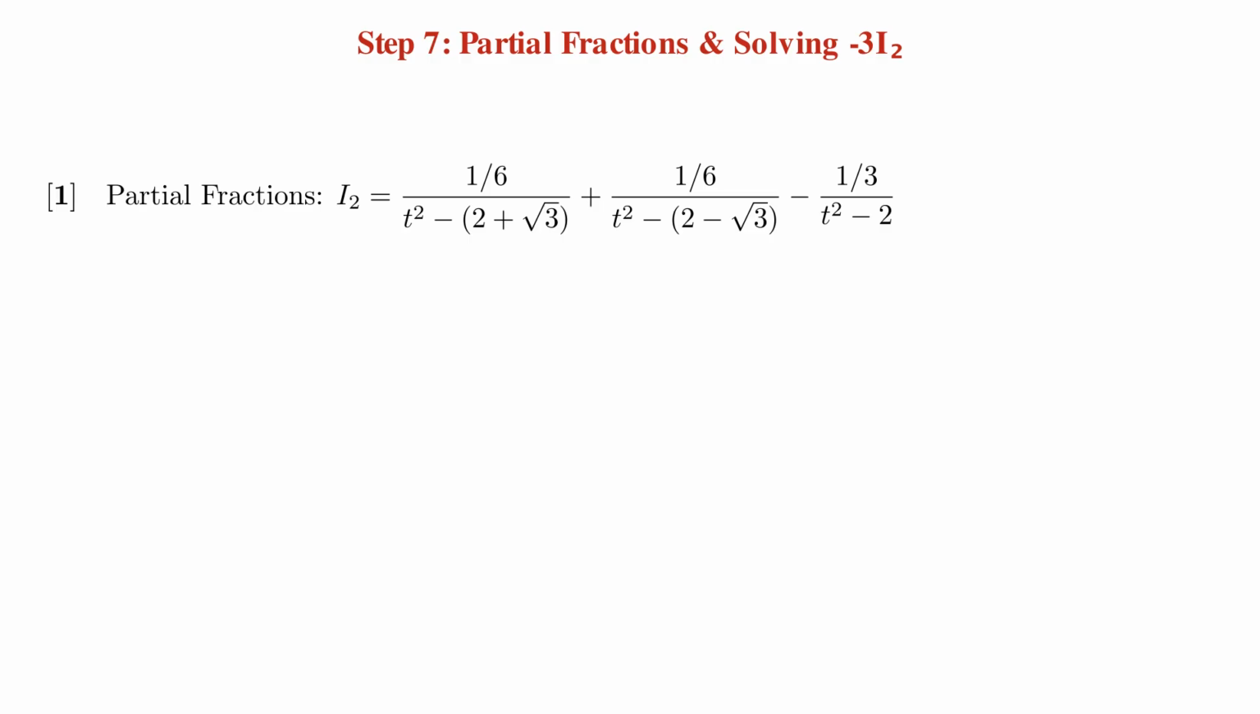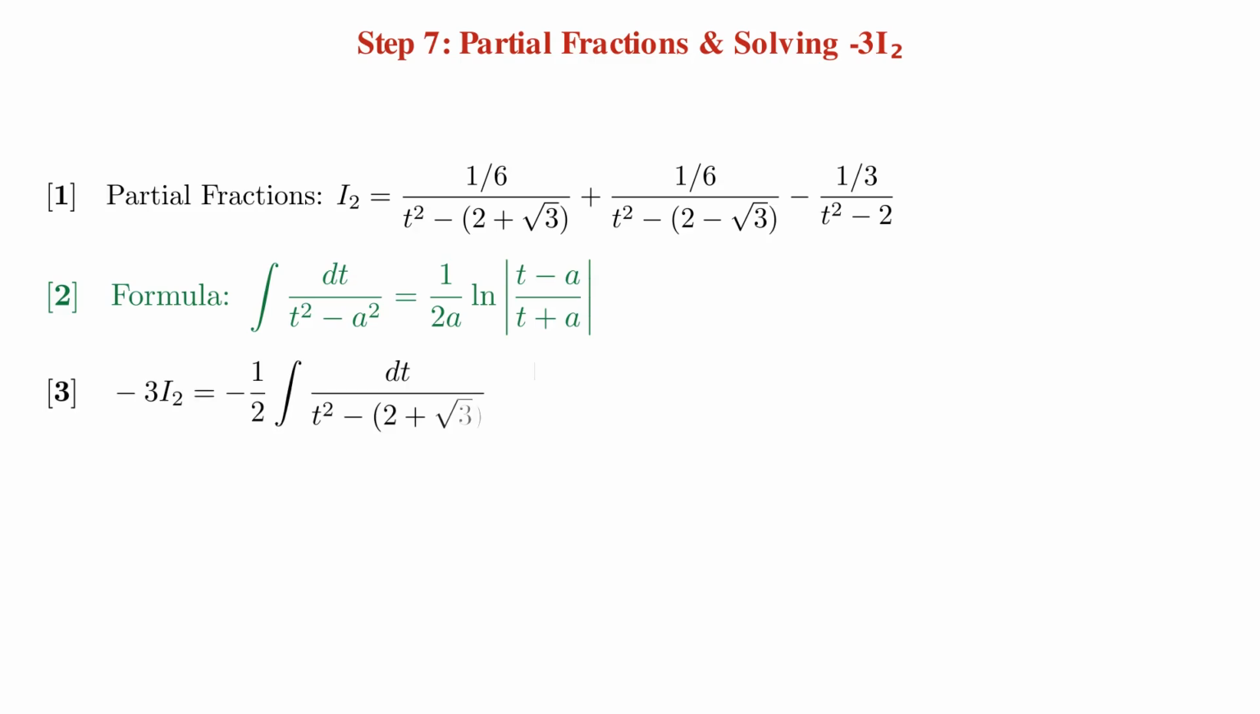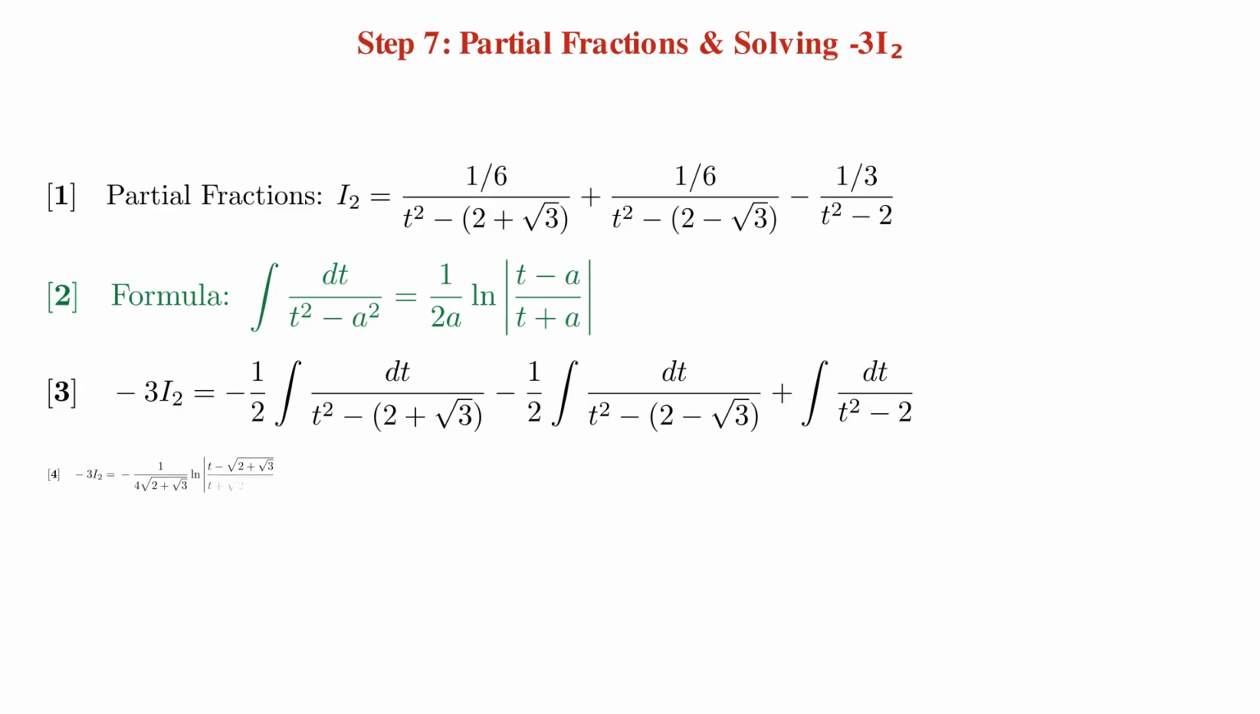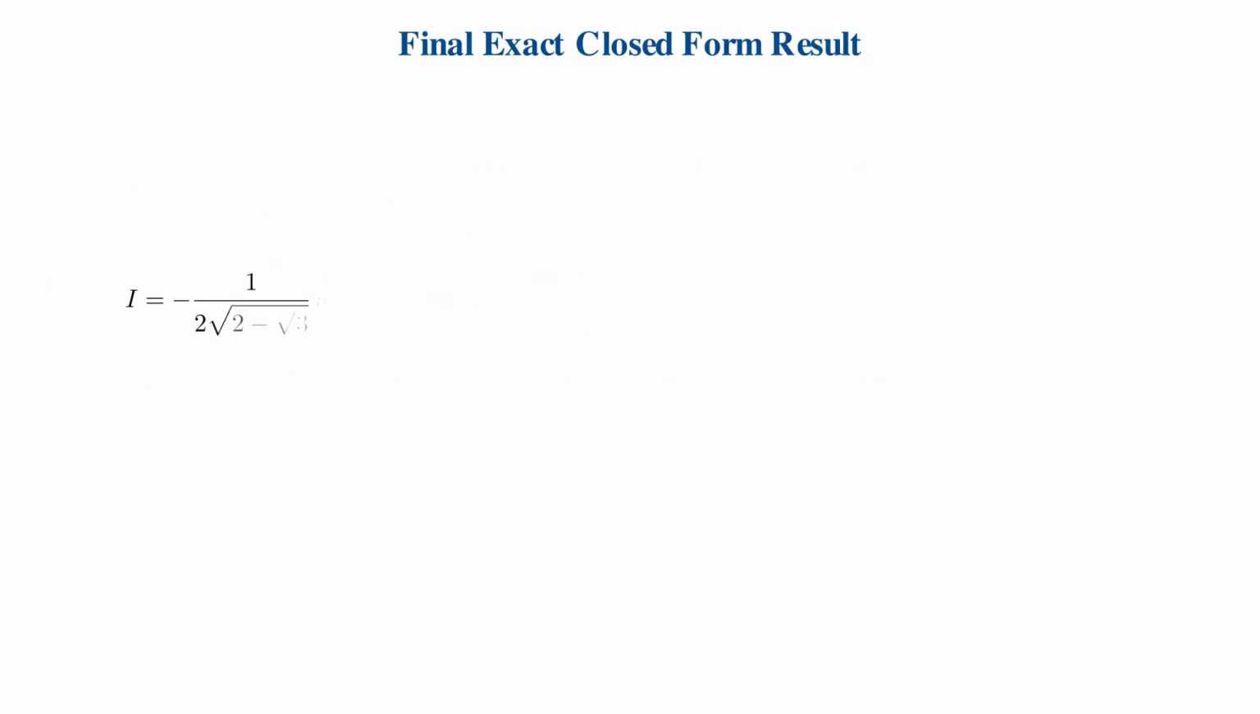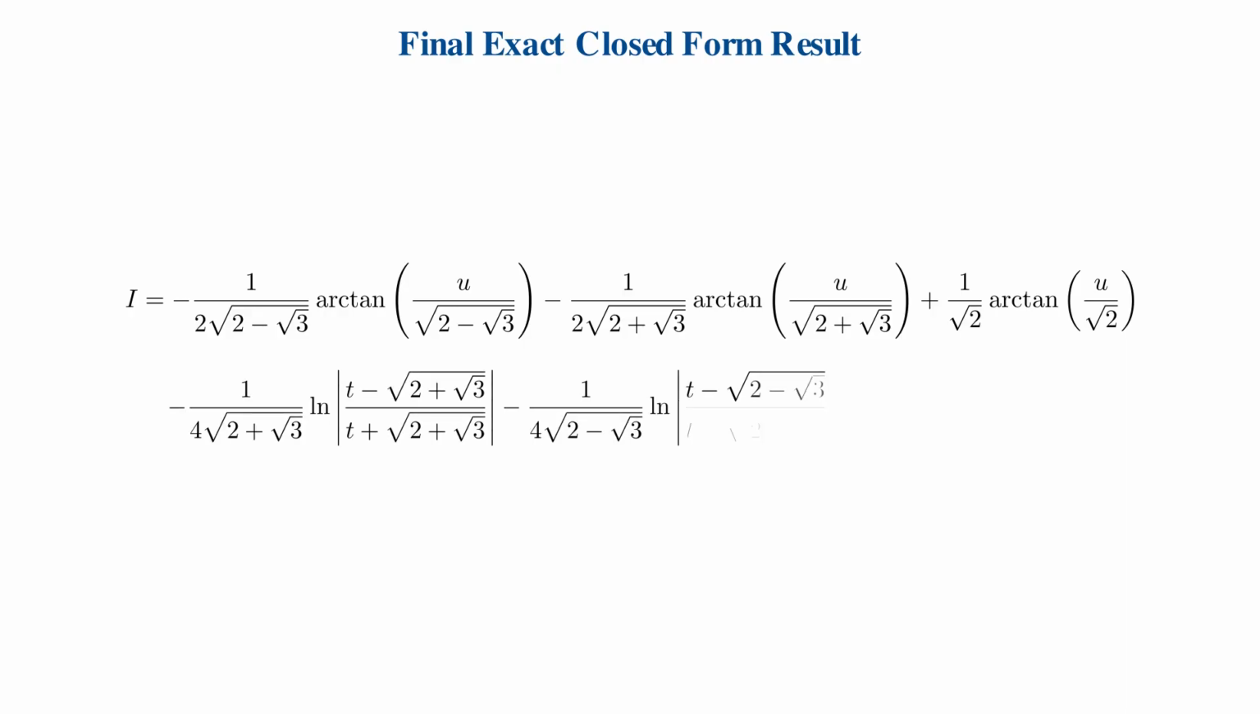Partial fraction decomposition produces coefficients 1/6, 1/6, and negative 1/3. We use the standard logarithmic integration formula. Multiplying by negative 3 scales the integral coefficients. Integrating each rational term produces 3 logarithmic expressions, where t back substitutes as the sixth root of cotangent x plus the sixth root of tangent x. Combining all parts yields the complete exact closed form antiderivative.